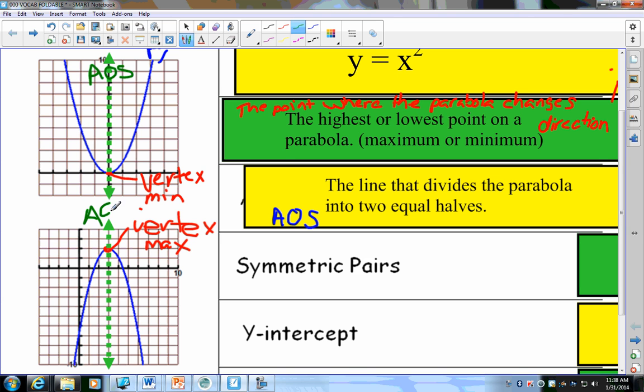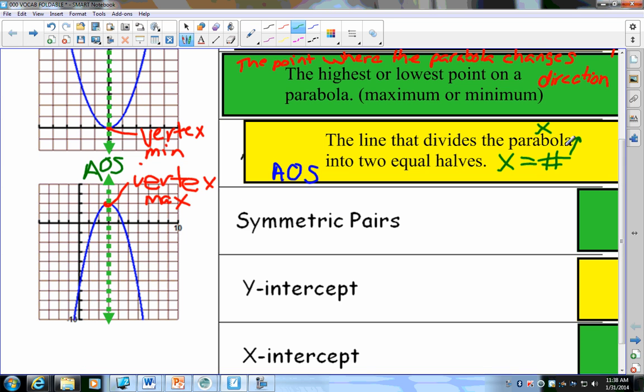Now, when you go to find the equation of the AOS, it is going to be x equals a number because it is a vertical line. It is actually going to be the x number of the vertex. So this number right here is the x number. Let's see if I can write now. Number of the vertex. That is the x number of the vertex.